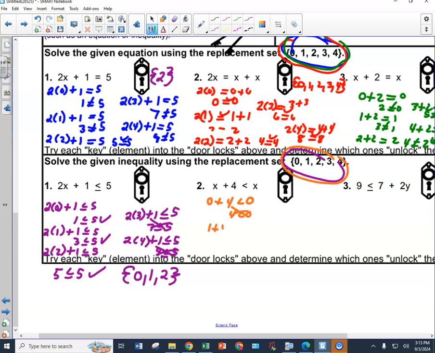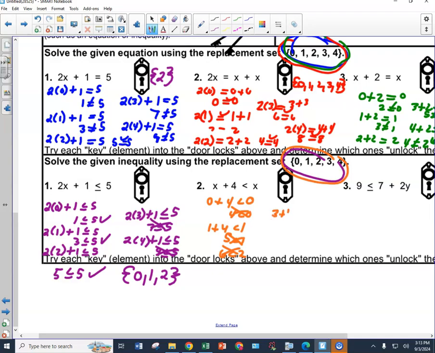Now let's put in 1. 1 plus 4 has to be smaller than 1. Is that going to work? Is 5 smaller than 1? No. All right, let's plug in 2. 2 plus 4 gives me 6. Is 6 smaller than 2? Absolutely not.